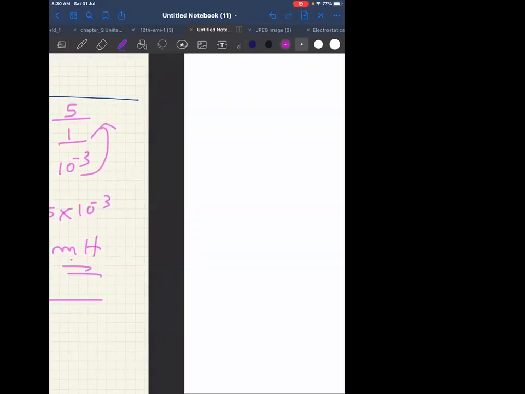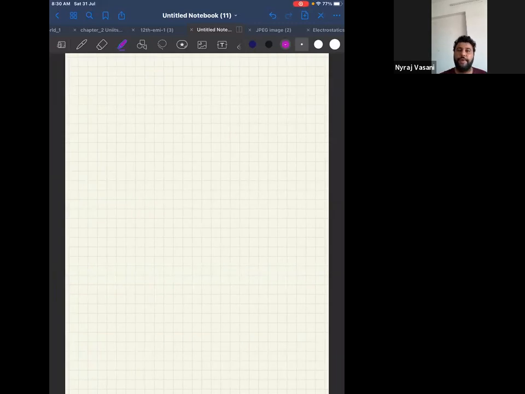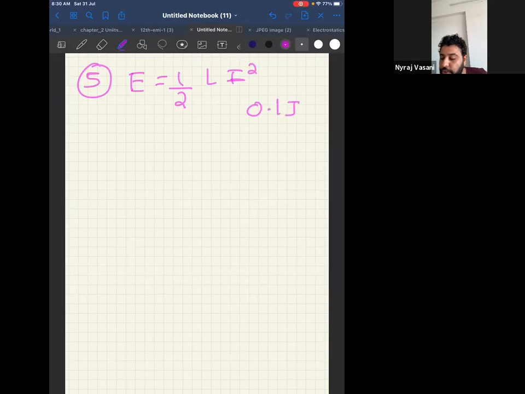Now, question number 5. You know the energy stored in an inductor formula is half Li square, correct? So try to get the answer for question number 5. And here they have said the answer is 0.1 joule. Tell me if you can manage the same answer.